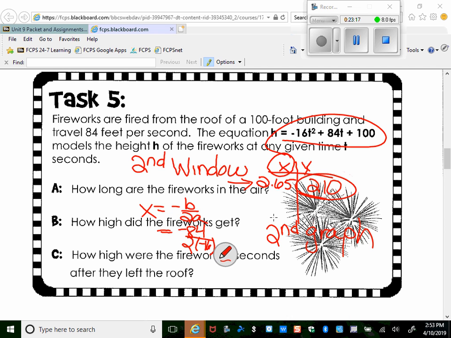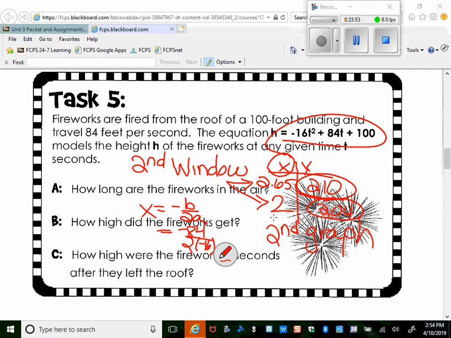So even though this is the y coordinate, you still got to find x first, because x gives you, the y gives you the height. Now, here it says how high were the fireworks at 2 seconds. So go back to your table, hit second window, put in 2. Go back to your table, and you should have the answer. 204. And that's all you have to do.